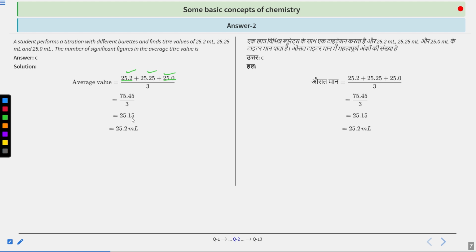Why have we got 2 here? Because the digit from where we have to start dropping is equal to 5. So we see the digit before it and see it is odd, so we add 1 to it. This will give us 25.2 ml. So the number of significant figures will be 3.